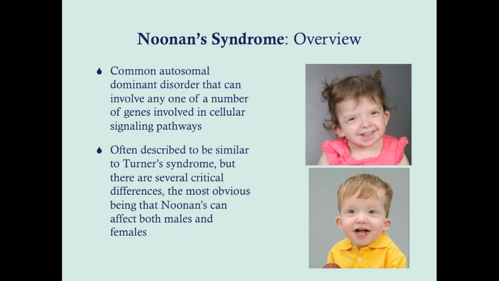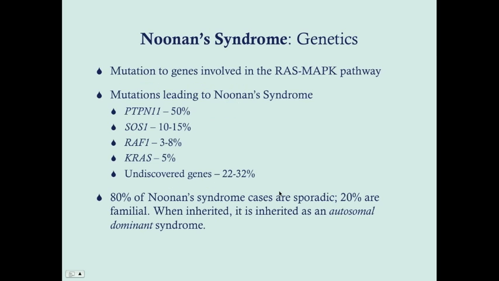Often, Noonan syndrome, as mentioned, is described as similar to Turner syndrome. As a matter of fact, in one resource I read, I saw Noonan syndrome described as Turner's-like syndrome, and it is similar, but I wouldn't call it that because there are some critical differences. The most obvious difference is that Noonan syndrome can affect both males and females, whereas Turner syndrome only affects females.